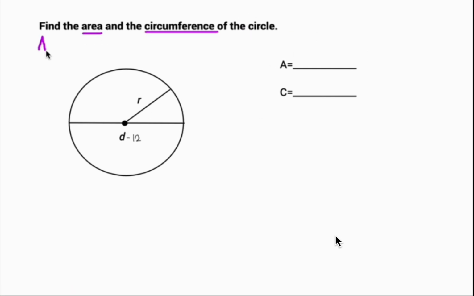I'm going to write the formulas for both the area and the circumference, and they will use a special symbol called pi, which will help us solve for the area and the circumference. It's basically the ratio of the circumference over the diameter, and it is a very long number, which is 3.142, rounded.